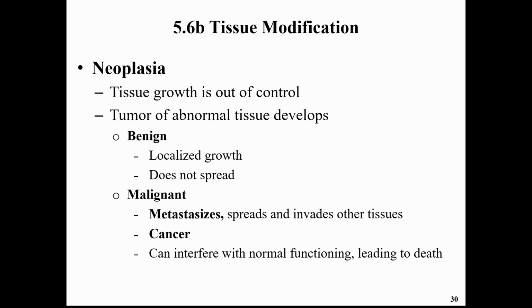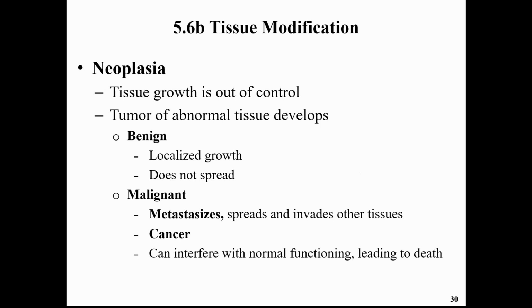Benign is localized, usually has an enclosed capsule, and it doesn't spread or grow very fast. Benign neoplasias are a localized growth. They're typically encapsulated. They don't spread. They grow very slowly. Malignant neoplasia, on the other hand, metastasizes, or spreads to different areas of the body. And this is full-on cancer.